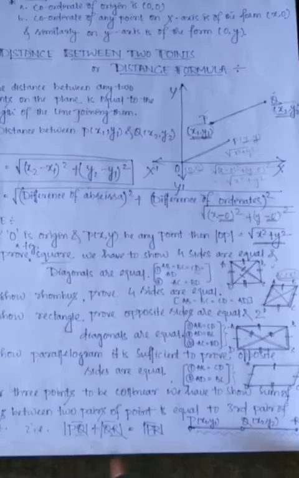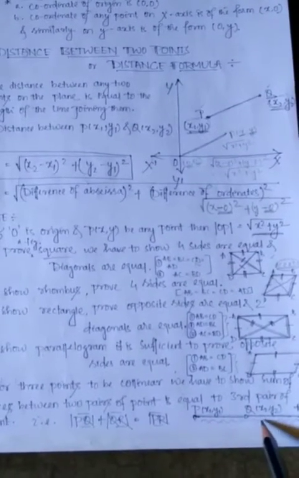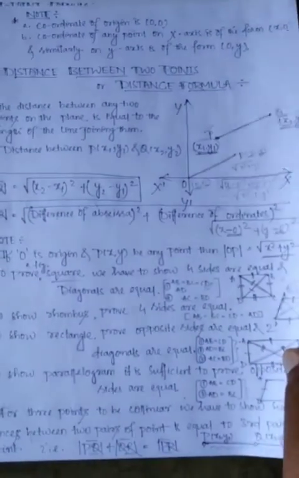So to show P, Q, R, 3 points, are collinear, what do we need to prove? Length of PQ plus length of QR is equal to length of PR. Okay, doing some examples.